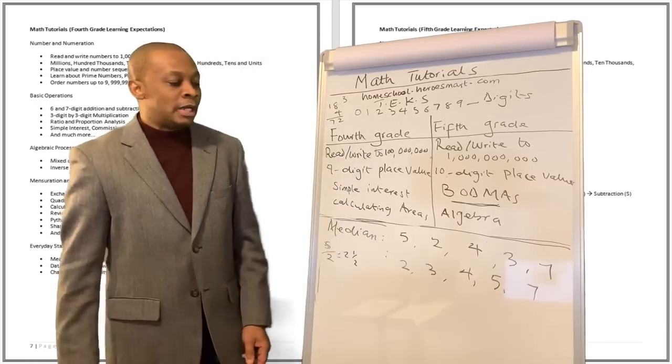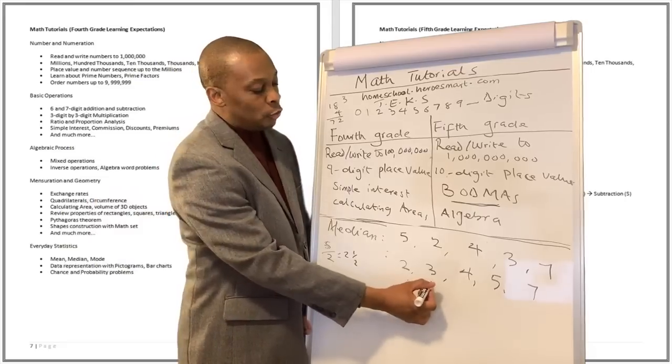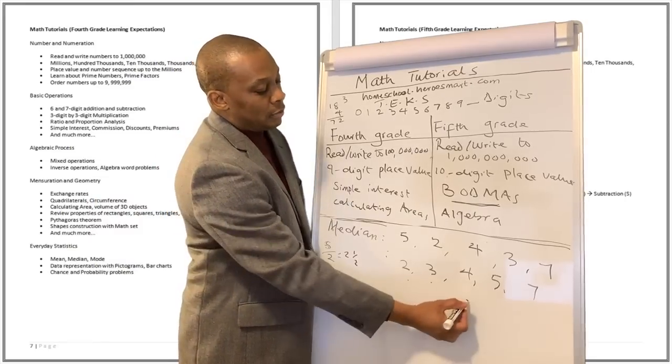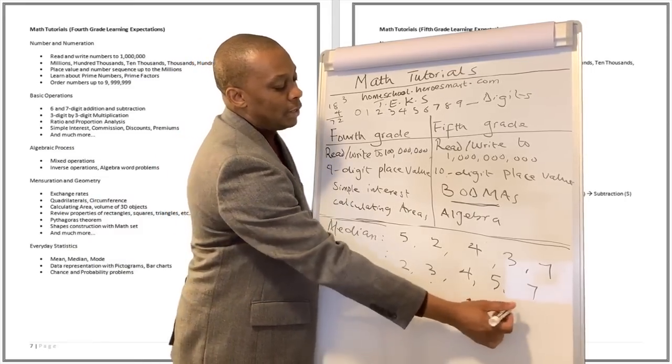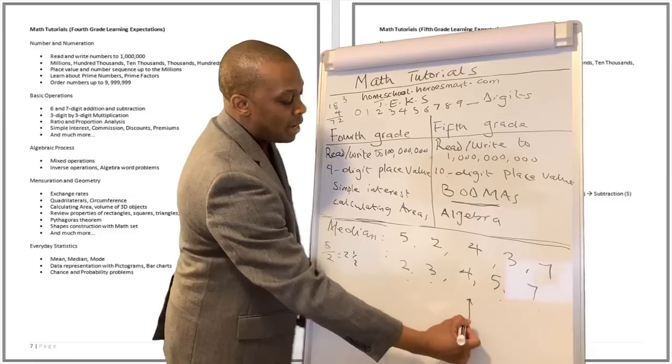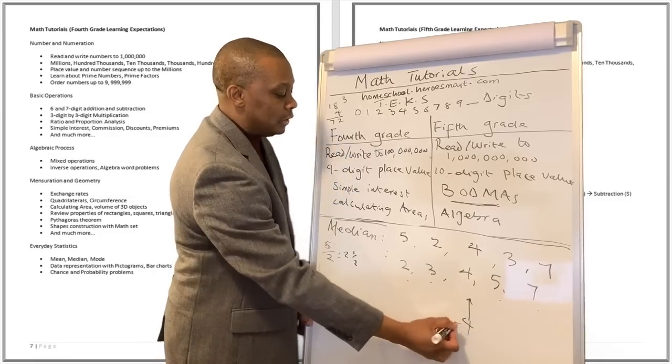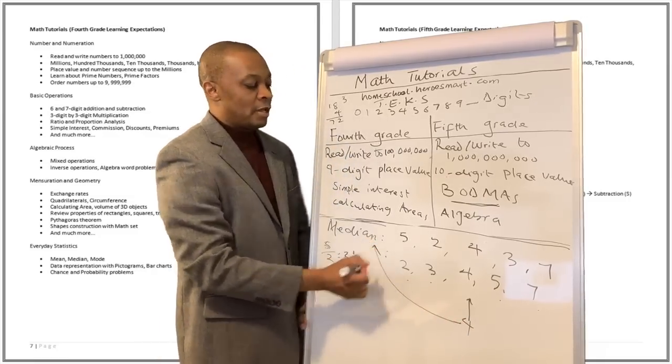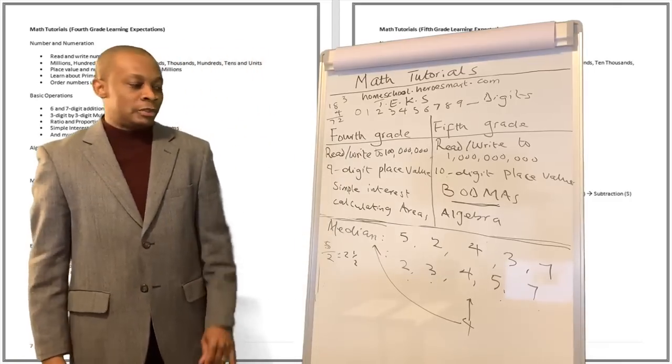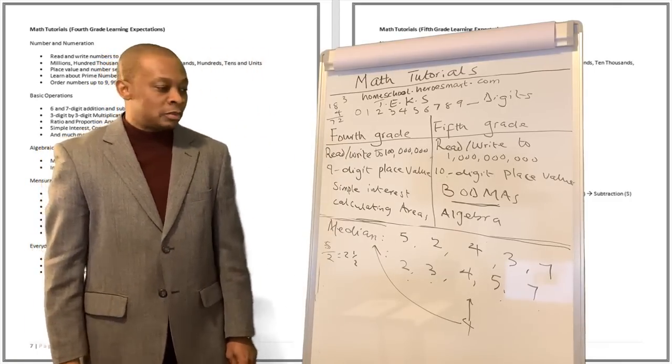So what am I going to do? I am going to count 1, 2. All right. So this is going to be the middle, and then 1, 2. All right. So my median is 4. This is the median over here. The median is 4. So that's how to calculate median, just real quickly.